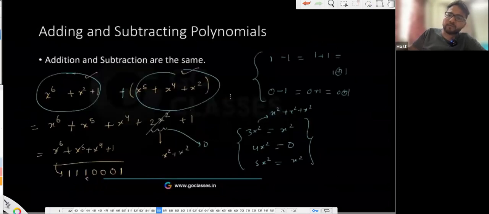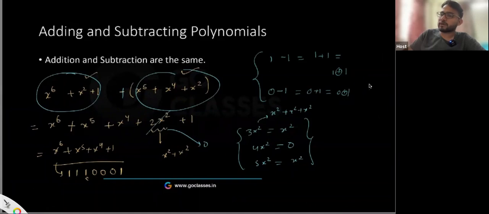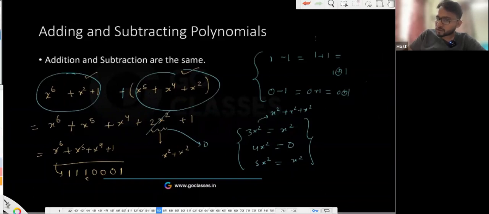So here, suppose you do 1 minus 1, it is the same as 1 plus 1. It is the same as 1 XOR 1. It is also 0. Similarly, minus 1 and plus 1 are actually the same here. So if you are writing 0 minus 1, it is the same as 0 plus 1, which is the same as 0 XOR 1. Okay.